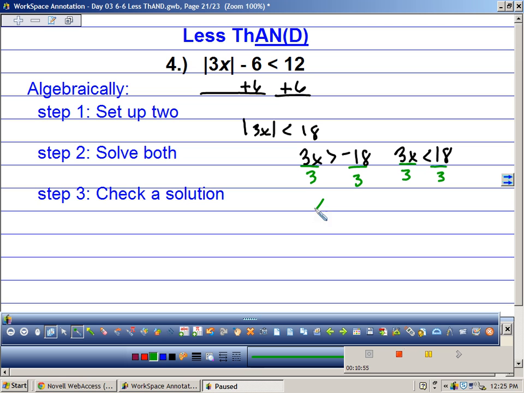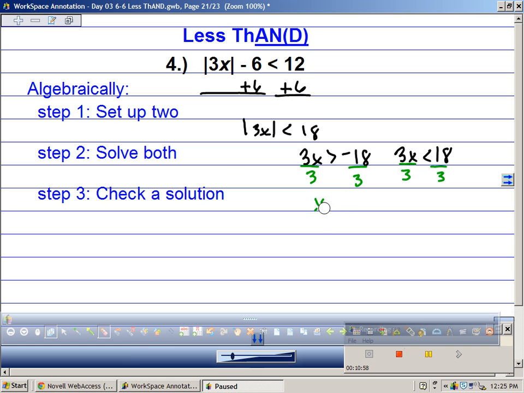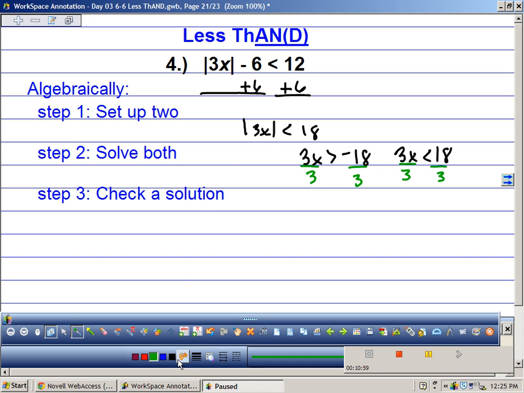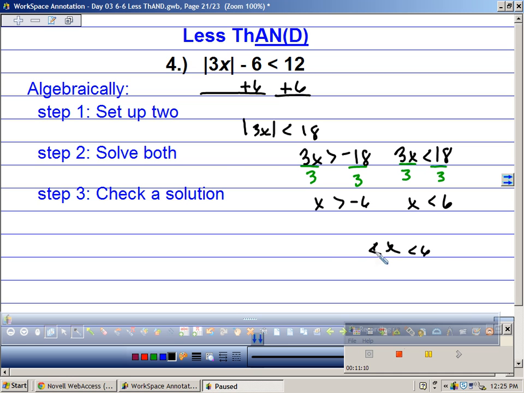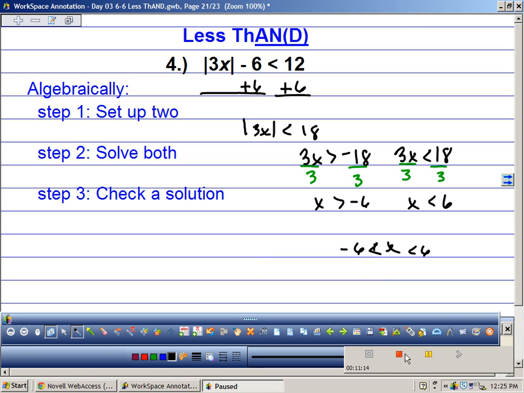So divide everything by 3, and x is greater than negative 6, and x is less than 6. X is between 6 and negative 6. And that's it.